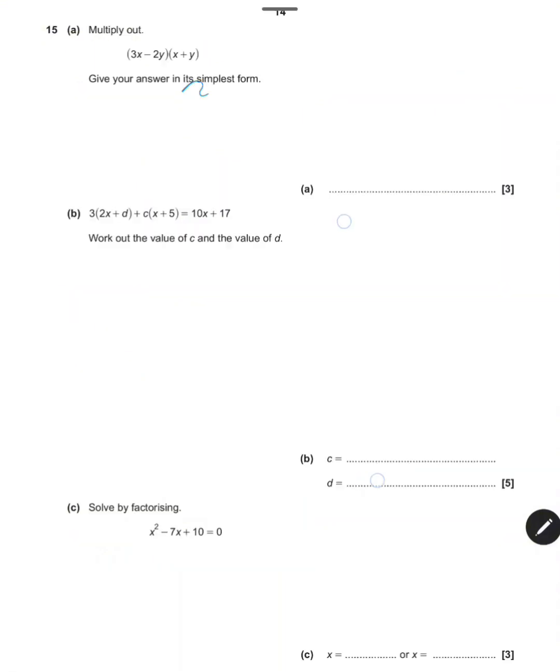Question 15, we've got quite a meaty page of algebra. First question, we're looking to multiply out a double bracket. So I like to use a grid method for this. Draw my grid like that. This is a multiplication. And I've got 3x take 2y in one bracket, and then the other bracket is x plus y. And I need to just work out these multiplications.